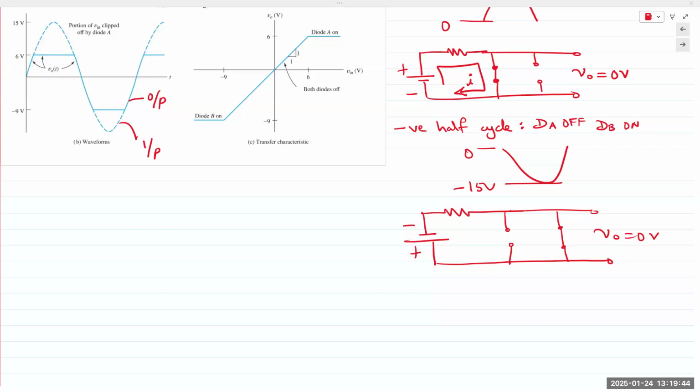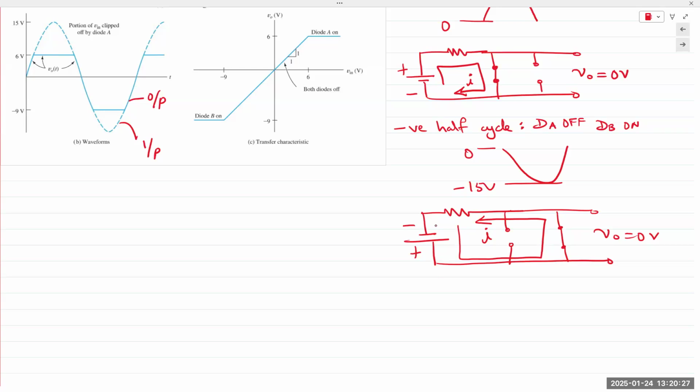So in the positive half cycle, DA is on, so it behaves like a short circuit. The output is taken across those two nodes, and so it goes to 0. In the negative half cycle, DB is on and it becomes a short circuit. So VO, for out, is again 0. Short circuit means both points are at the same potential, so the voltage would be equal to 0.